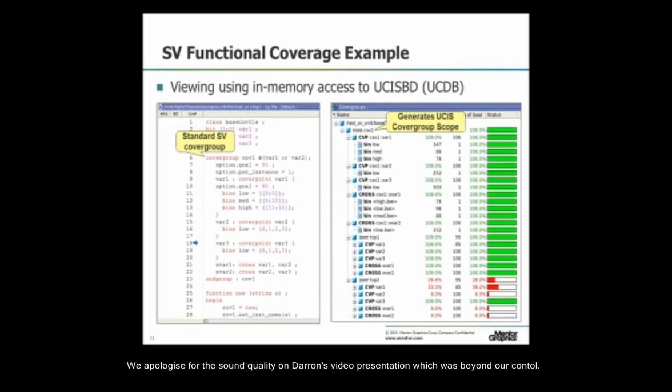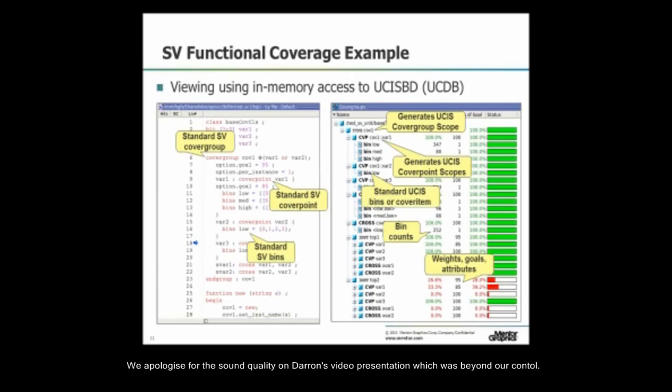And basically what happens, for the cover group, it generates a UCIS cover group scope for each of the cover points and crosses, generates scopes for those, and then the standard bins generate bins with the bin counts and all of the standard weights and goals and attributes that get annotated on top of this. And this particular browser here, because it can actually look at the data, it's got random access to it, and this is why it's actually using the in-memory random access mode.